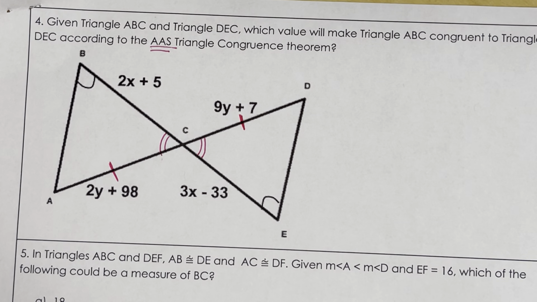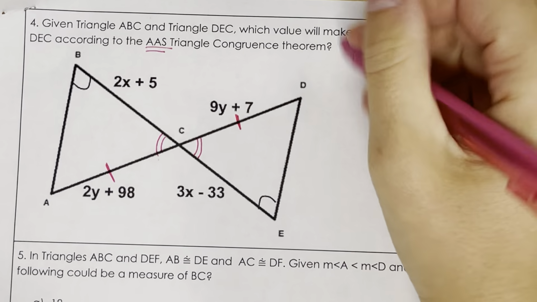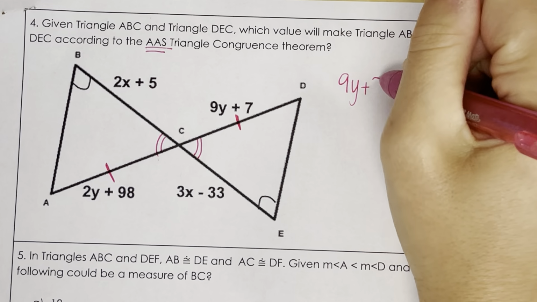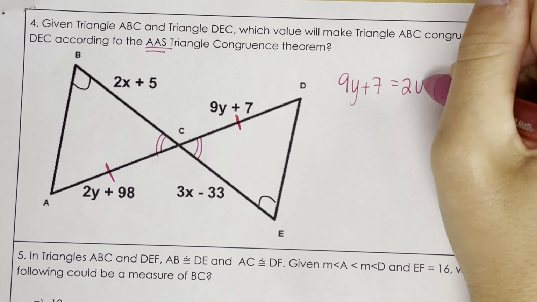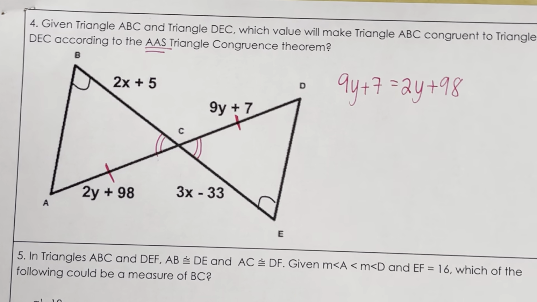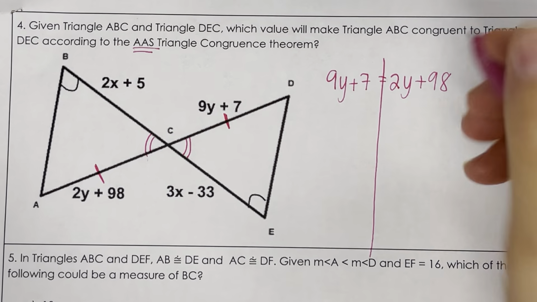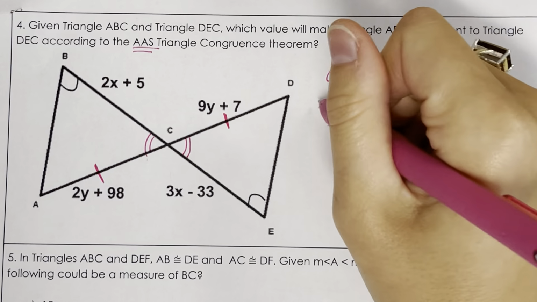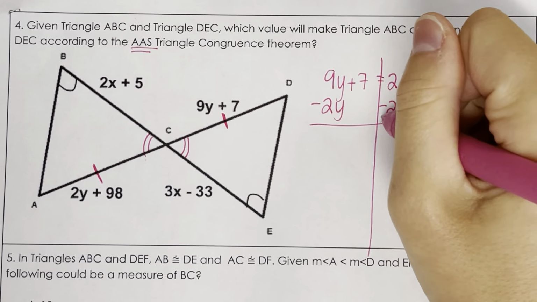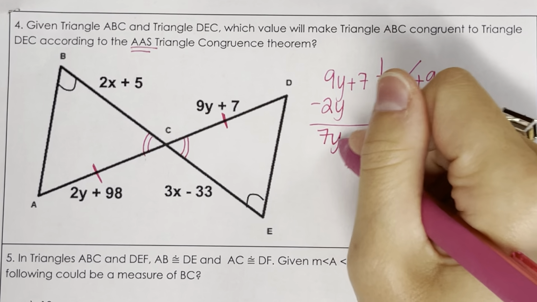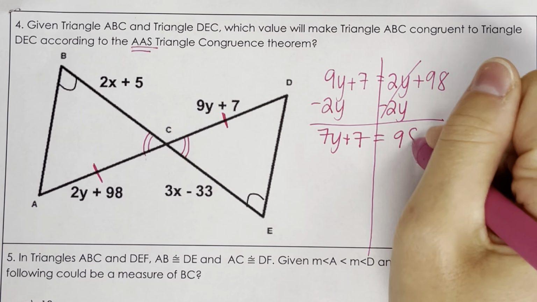So to solve for y, I'm going to take my 2 equations and just set them equal to each other. And then I'm going to solve for y. So first thing I'm going to do is get all my variables on the same side. So I'm going to start by moving my smaller variables. So I'm going to subtract 2y from both sides. I get 7y plus 7 equals 98.